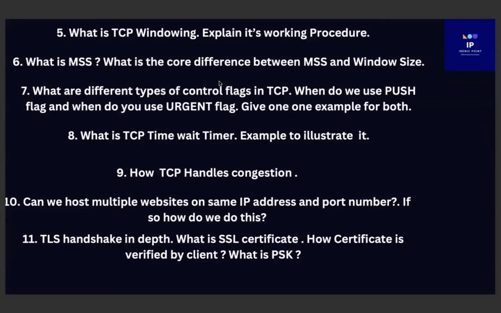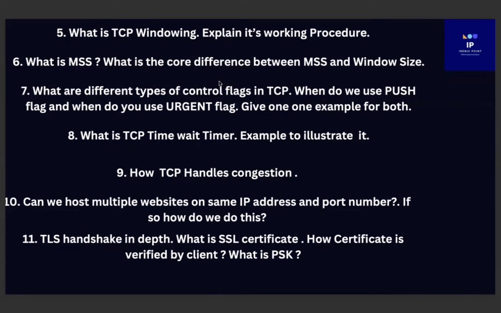The fifth question is the most important part of networking, that is TCP. We started with TCP windowing, what is the TCP scaling factor, and how window size is calculated. The sixth question is what is MSS? What is the core difference between MSS and window size? MSS is the largest size of data that can be processed, while window size is the size of the receiver buffer.